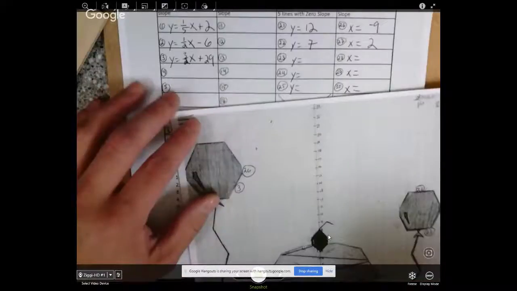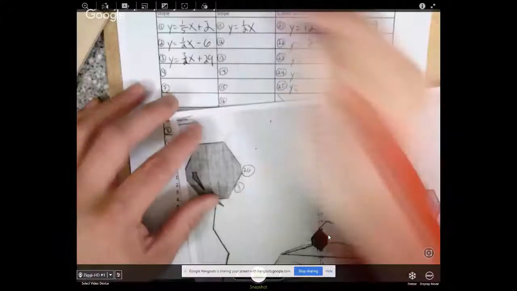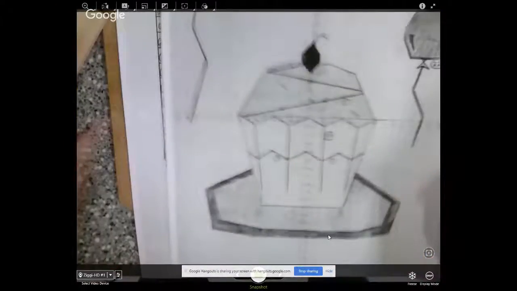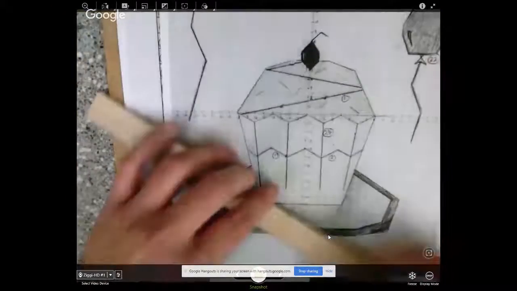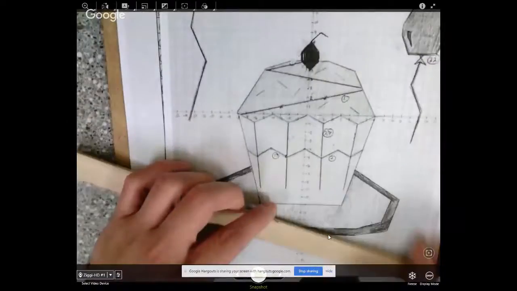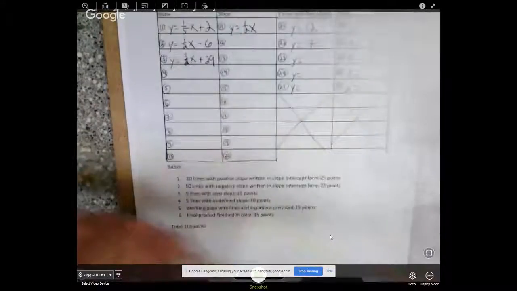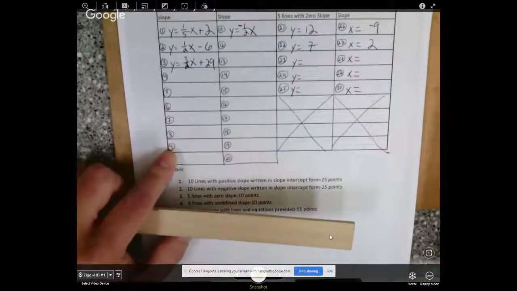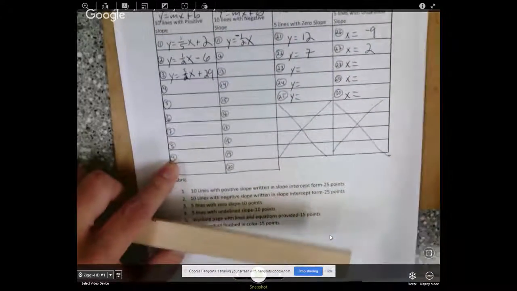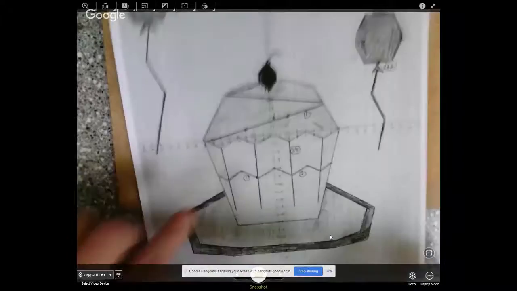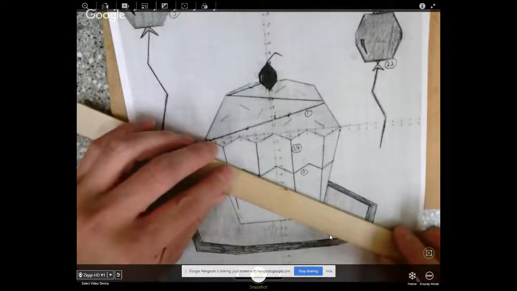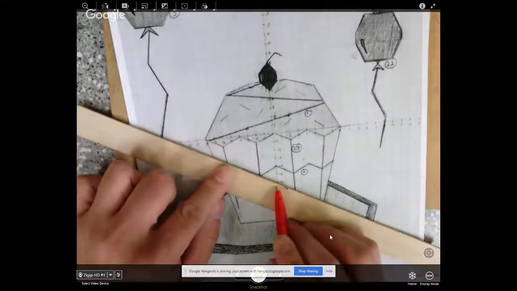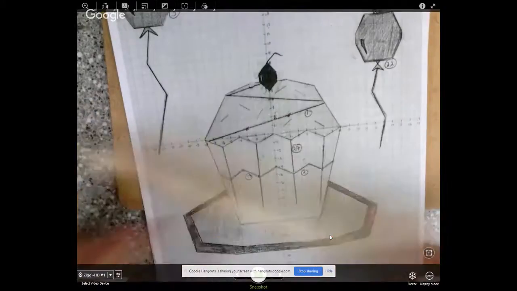Let's extend that line out. Oh, it's negative. Left to right, it's going down, so don't forget that. Okay, so it's negative 1 over 2x. All these slopes should be negative for 11 through 20. Then I extend it out, and it looks like it hits the y-axis at negative 6. So for my line 11, my y-intercept is negative 6, so I'll put minus 6.